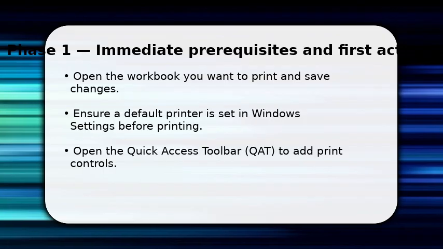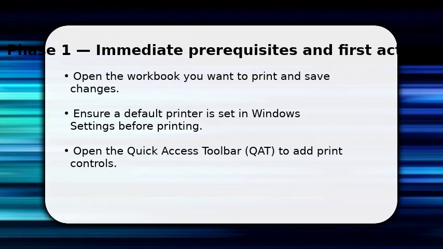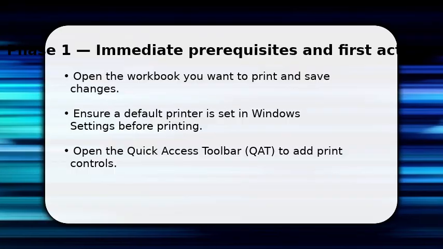Next, add Quick Print or Print to the Quick Access toolbar. This gives one-click printing that bypasses the backstage preview. Make sure to place Quick Print first for muscle memory. These steps set up Excel so you can print directly without being stopped by the preview screen.